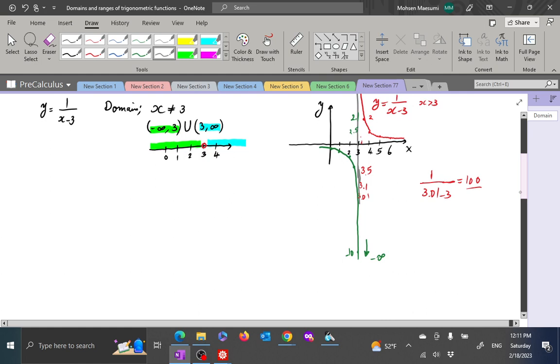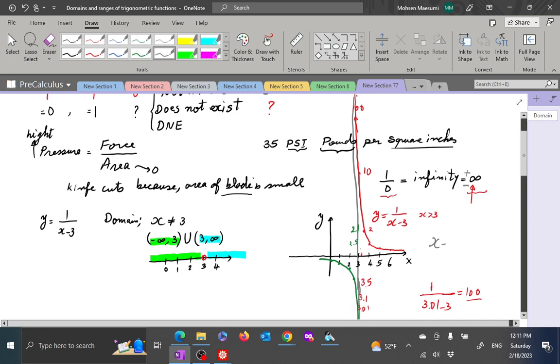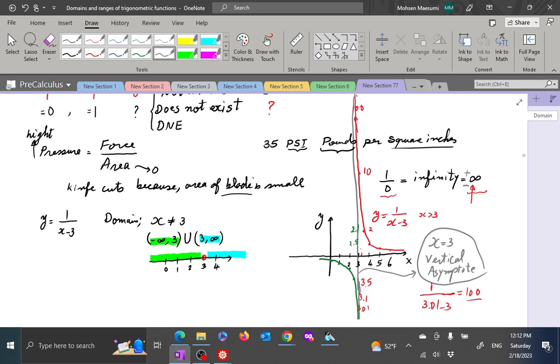It doesn't cut the function, so I'll try to stay away from it. So x equal to 3 is a vertical asymptote of the function that is not part of the graph of the function, but your function practically is very close to that vertical line. So when we want to deal with general functions, we have to be aware of their vertical asymptotes and such.